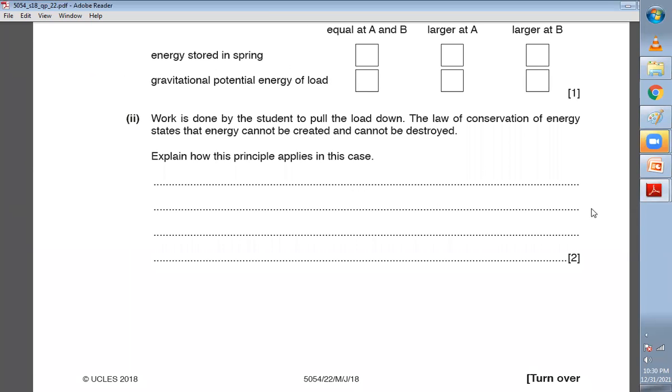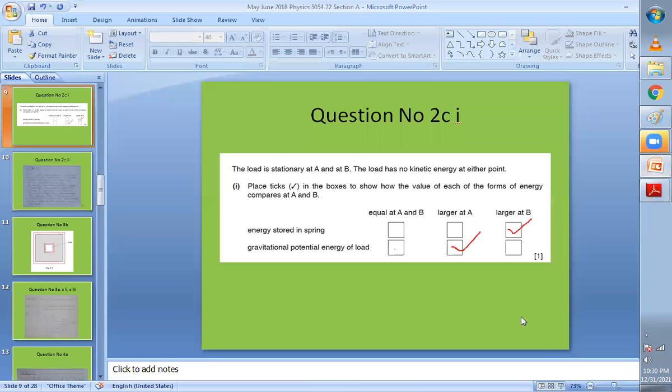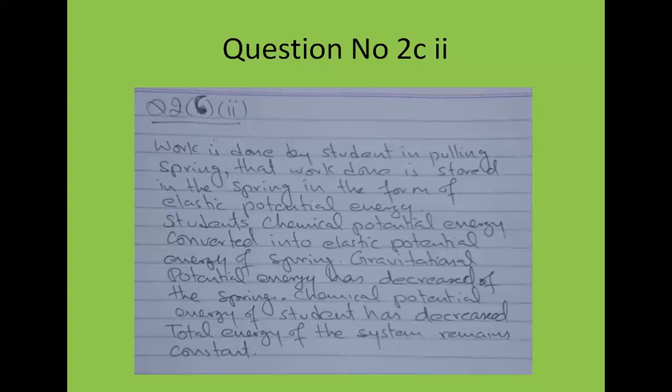It's a 2-mark question, and I have given you a lot of explanation. I have written this answer, but this answer is very lengthy. Just read it and write a better answer. The answer which I explained is better than what I wrote there.